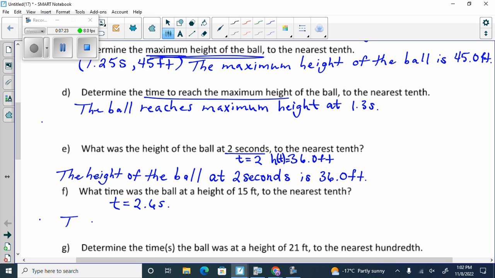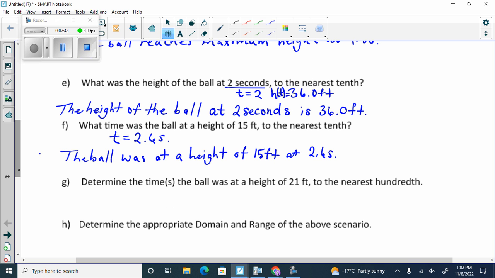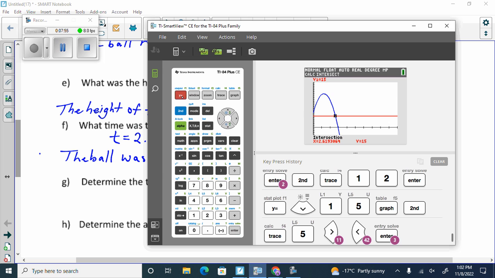So the ball was at a height of 15 feet at 2.6 seconds. Now this one says determine the times the ball was at 21 feet. So it's 15, there was only one time. With 21, there's 2. Why is that?